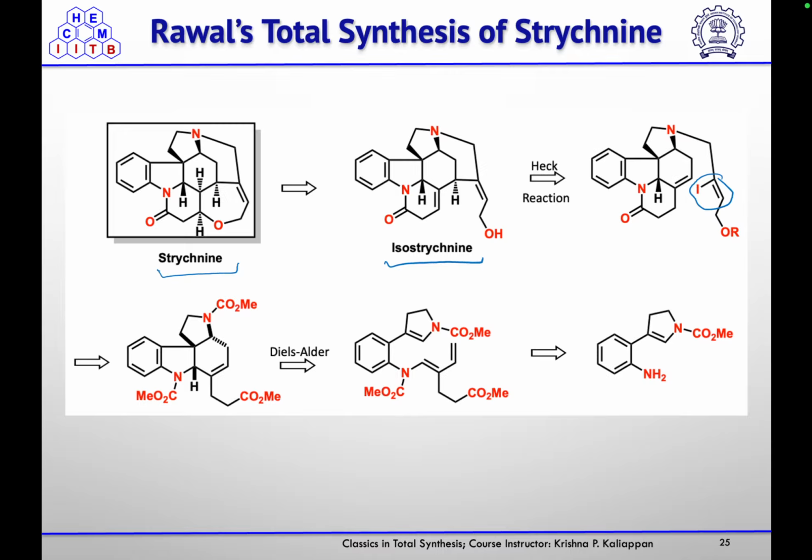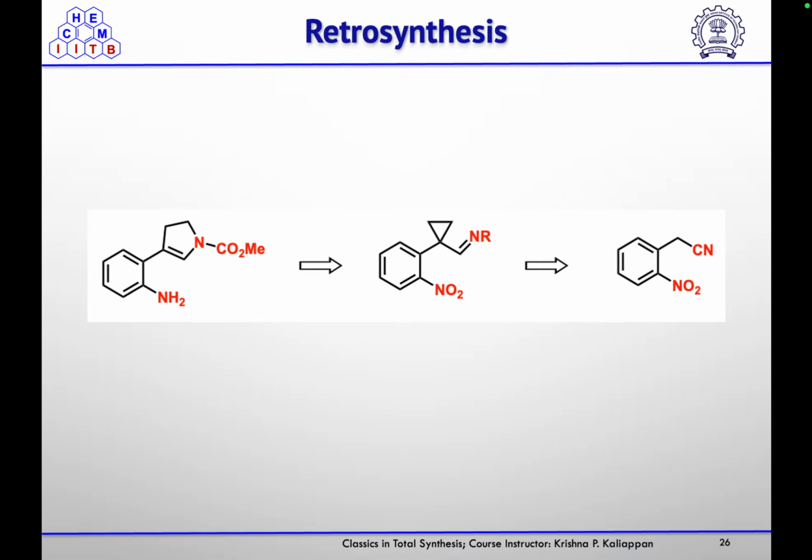Then this advanced precursor could be obtained from the corresponding tetracyclic compound, and this six-membered cyclohexene could be obtained from the diene and the corresponding dienophile by doing an intramolecular Diels-Alder reaction, which he further can get from the corresponding aniline compound. Then for this aniline compound, the five-membered ring he planned to obtain from this vinylcyclopropane rearrangement reaction, which further he can get from this nitro compound. So this is his starting material.